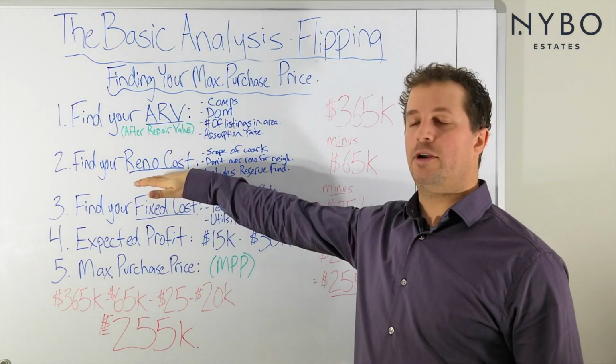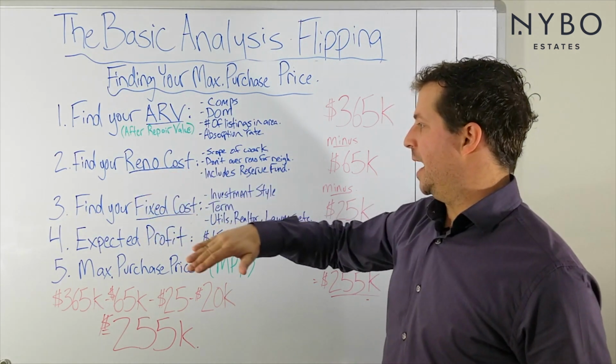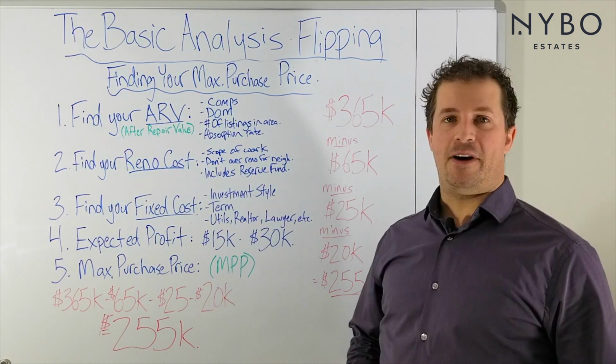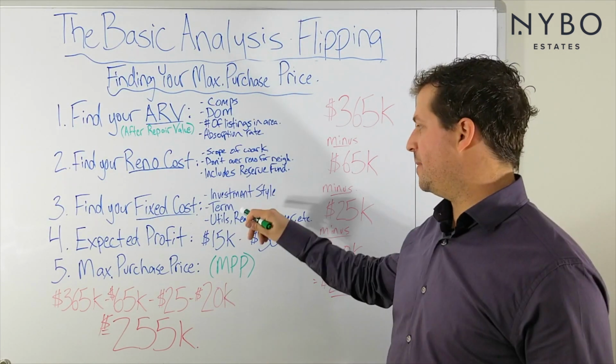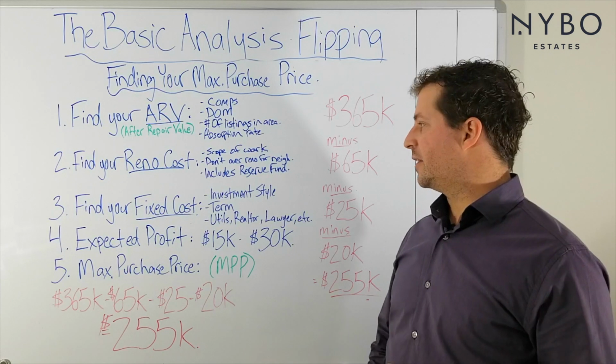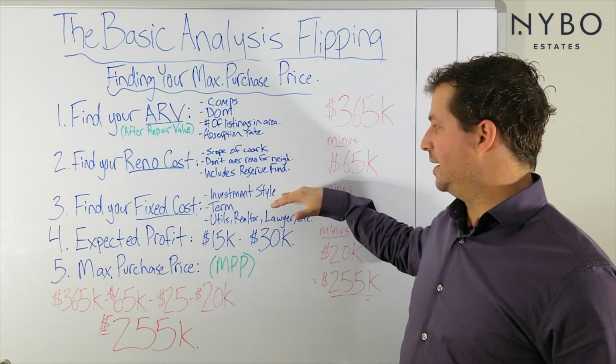And the worst thing that you can do is have to go back to your investor for more money. So keep that in mind. Number 3, you need to find out your fixed cost. As you do more properties, you'll get a better feel for this. But everything that goes into the fixed cost, it's your investment style. That is the number 1, I would say.